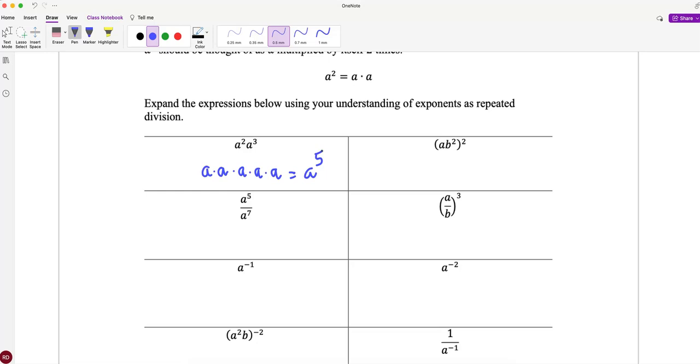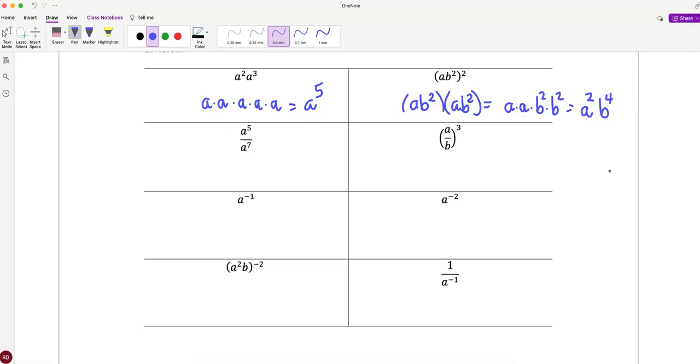If I look at the next one, the literal meaning of this is a b squared times a b squared. So if I gather up, a multiplies by a, b squared multiplies by b squared. So this is going to be a squared b to the fourth.